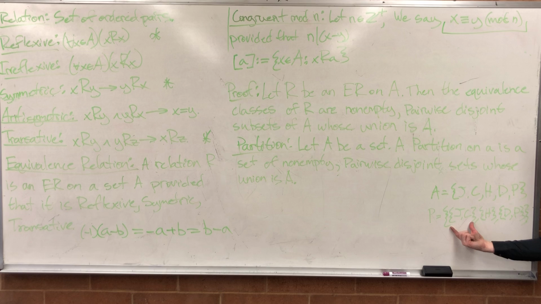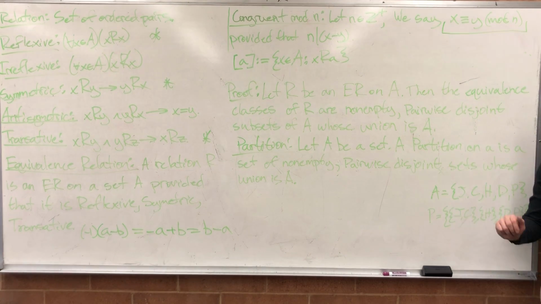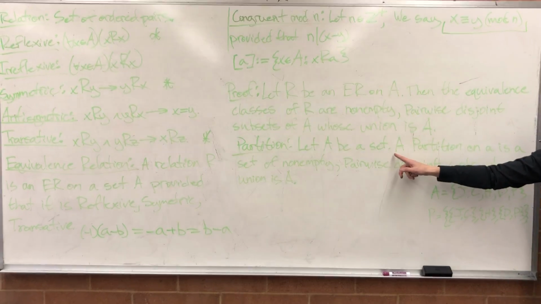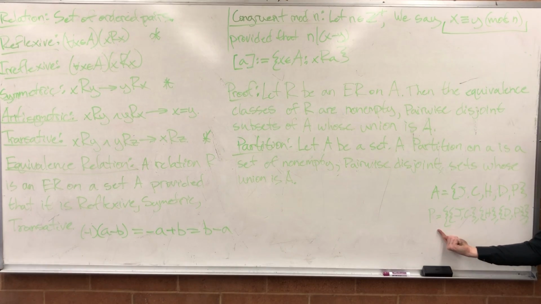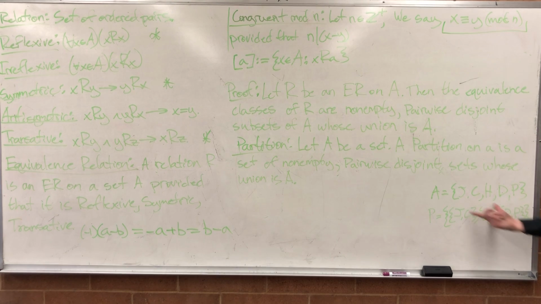Notice this was everyone who had the same last names as Jeremy's equivalence class. So partition, let's read it one more time. Let A be a set. In our case, A was the set of all students in this class. A partition on A, this whole set right here, this set of sets is a partition. A partition on A is a set of non-empty, notice none of those sets are empty, non-empty, pairwise disjoint sets, notice that no two sets have any elements in common, whose union is A. Notice if I take that set, union it with that set, union it with that set, I get the set A.